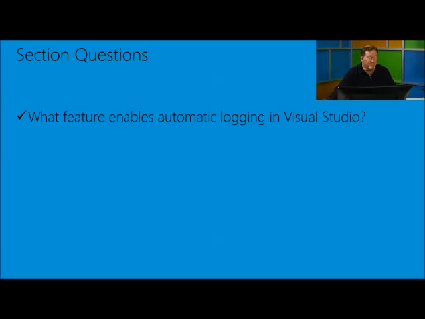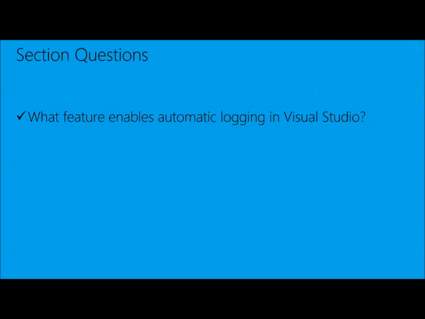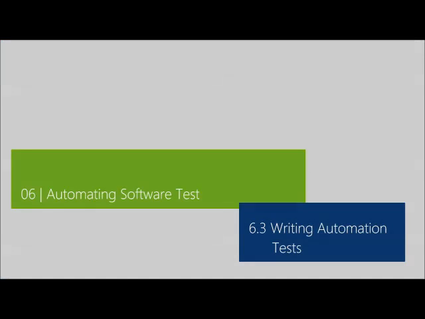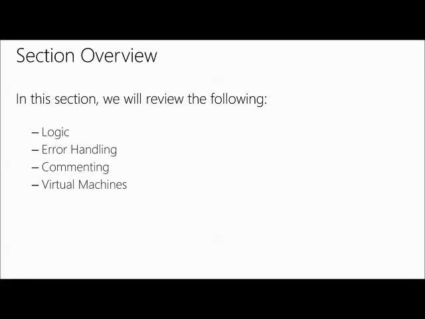Sounds good to me. So our section question is, what features enable automatic logging in Visual Studio? That's IntelliTrace. So let's move to 6.3, writing automation tests. In this section, we'll review testing logic, error handling, commenting, and also virtual machines.